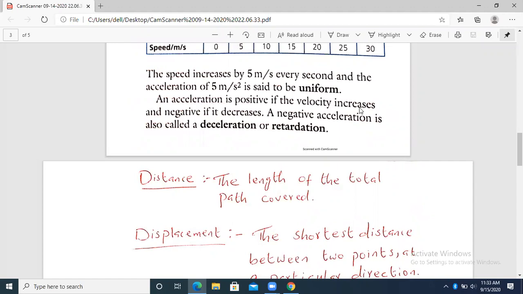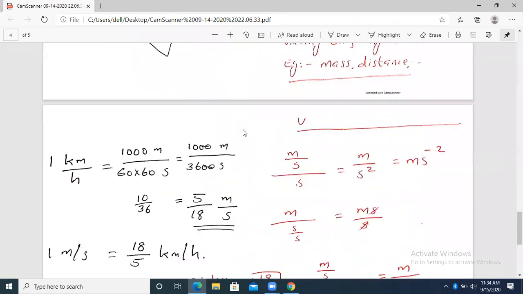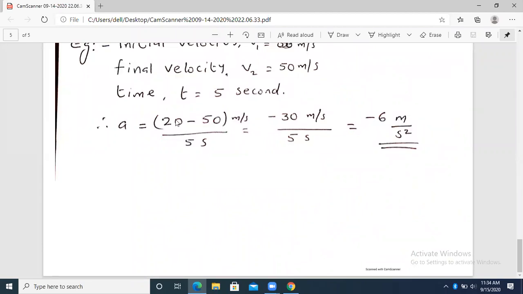But now I am at 50, and after some time my velocity decreases to 20. So the change is 20 minus 50. Means my speed decreased. That case, a negative acceleration, is also called deceleration or retardation. When the speed decreased, that acceleration is called retardation, and when the speed increased, that is called acceleration. So acceleration has two parts, positive and negative; the negative is called retardation or deceleration. When the speed decreases from 50 to 20, the final velocity 20 minus initial 50 is minus 30, so minus will come. That is called retardation.